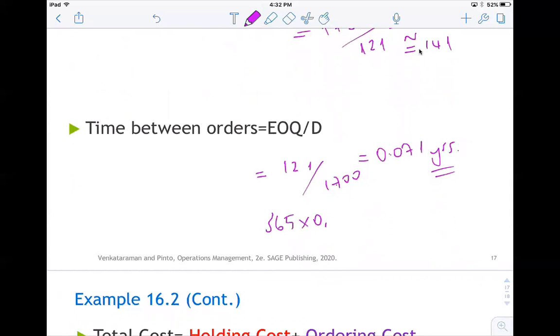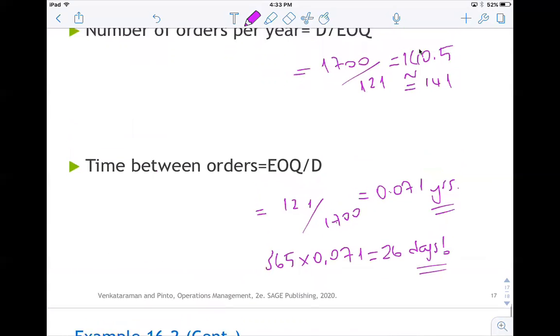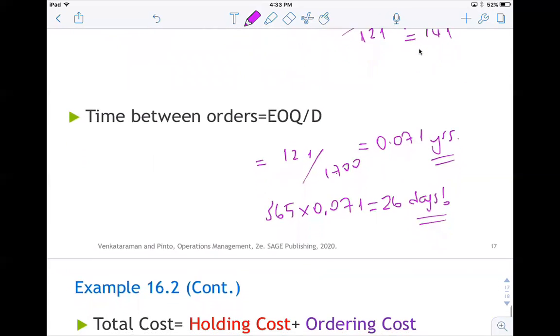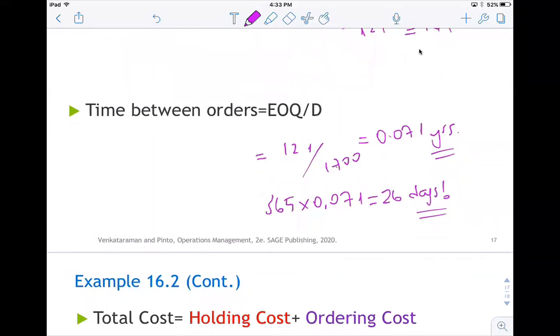Now, in 1 year, we do have 365 days times 0.071, and you would get 26 days. So in your optimal strategy, if you have a system ready, you will initiate this order of 121 coffee makers in every 26 days. That is going to be your inventory strategy.